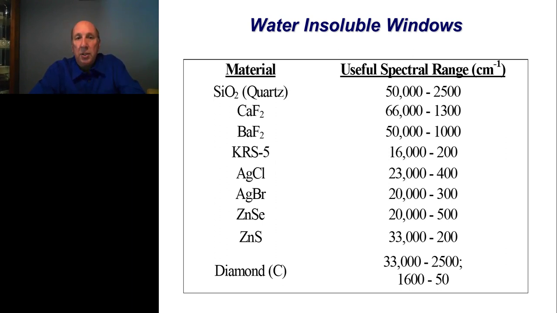Silver chloride and silver bromide are fairly frequently used, but they're also UV sensitive and they can darken if they're left in the sun. Zinc selenide and zinc sulfide are pretty good solid windows. They have good sensitivity, good throughput. They are a little bit fragile, but as you can see, the range of them is perfect for mid-infrared. And then there's an example of diamond. And we're going to talk about diamond a little bit later when we talk about some of the other accessories.